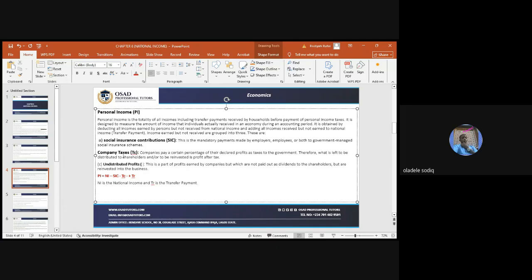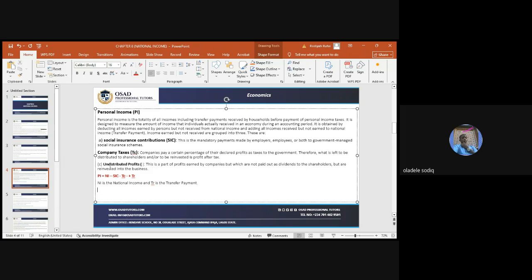Then we also have company tax. Company tax is what we call CIT, company income tax. Company income tax is a tax that you pay if a company does business and makes profit. So 30% of that profit is what we call company tax. That's why a company pays a certain percentage of their declared profit as taxes to who? To the government. So what is left to be distributed to shareholders or to be reinvested is profit after tax. So this one will be subtracted.